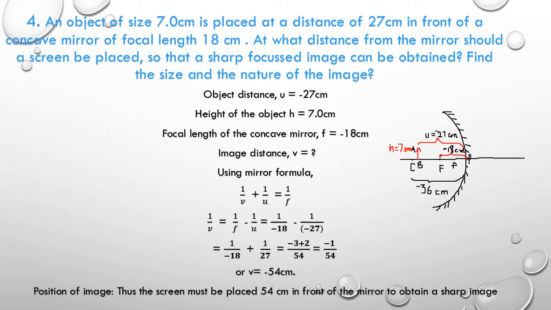So 1 by v is equal to 1 by f minus 1 by u. That is 1 by minus 18 minus 1 by minus 27. It becomes 1 by minus 18, and minus minus becomes plus, that is plus 1 by 27, which is equal to minus 1 by 54, or v becomes negative 54. So what does this mean? When v becomes negative, the image is formed in front of the mirror. So the screen must be placed 54 centimeter in front of the mirror to obtain a sharp image.